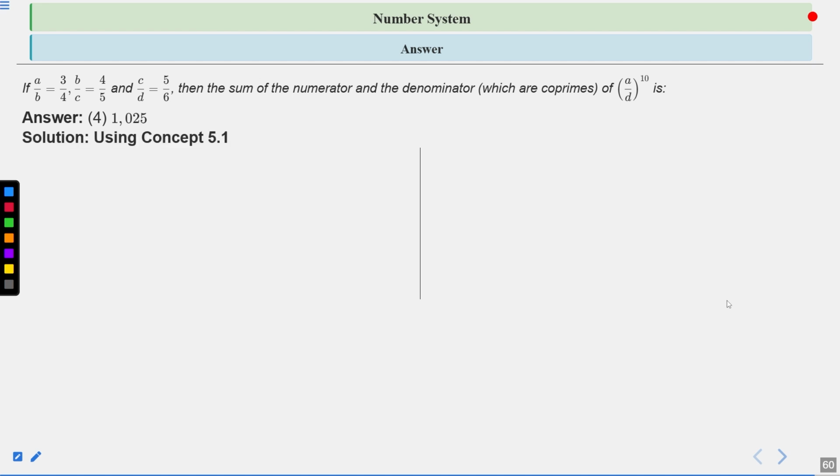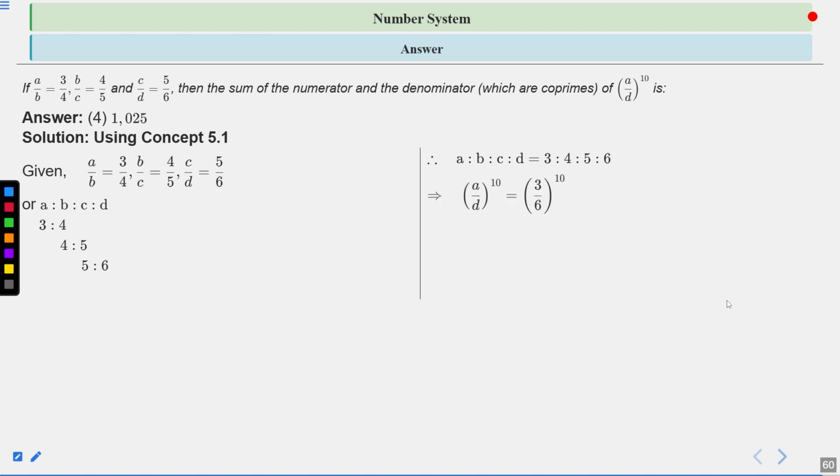Now see the detailed solution using concept 5.1 in this question. Given that A upon B equals 3 by 4, B by C equals 4 by 5, C by D equals 5 by 6. So we can write the ratio A to B, which is 3 by 4, B to C, which is 4 by 5, C to D, which is 5 by 6. Now when we combine them, we get the ratio A, B, C, D, which is 3, 4, 5, 6. So A upon D to the power 10 will become 3 by 6 to the power 10. So we can say that A upon D to the power 10 is equal to 1 upon 2 to the power 10.